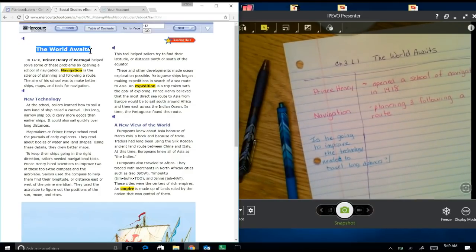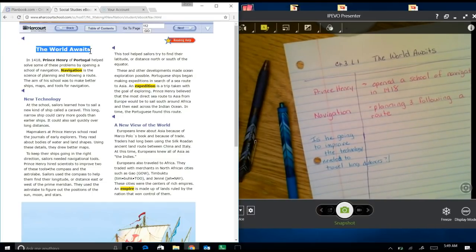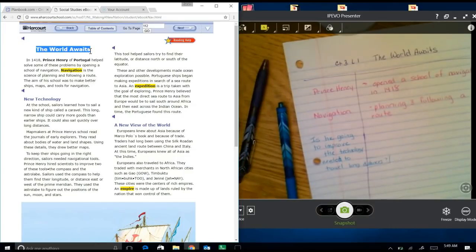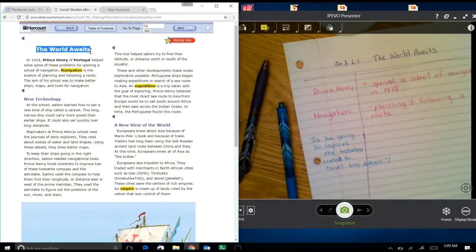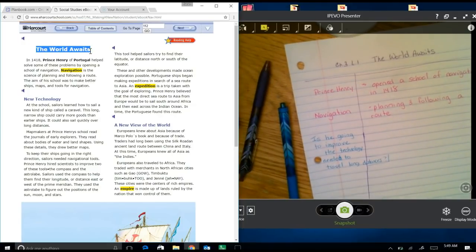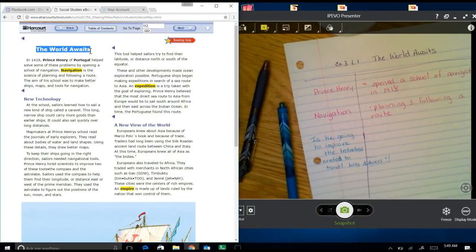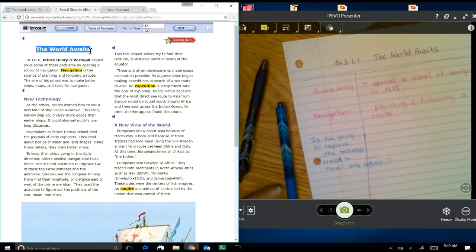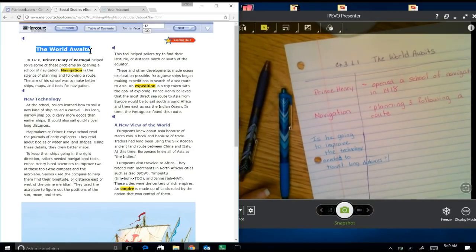To keep their ships going in the right direction, sailors needed navigational tools. Prince Henry hired scientists to improve 2 of these tools, the compass and the astrolabe. Sailors used the compass to help them find their longitude or distance east or west of the prime meridian. They used the astrolabe to figure out the positions of the sun, moon, and stars. This tool helped sailors try to find their latitude or distance north or south of the equator. These and other developments made ocean exploration possible.